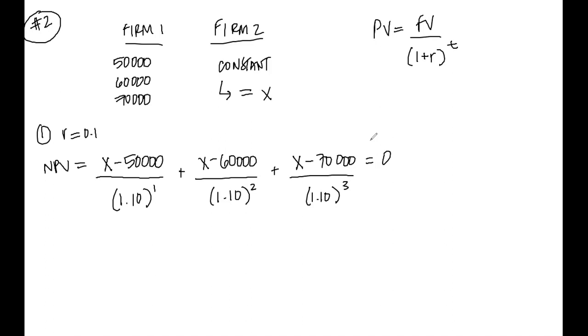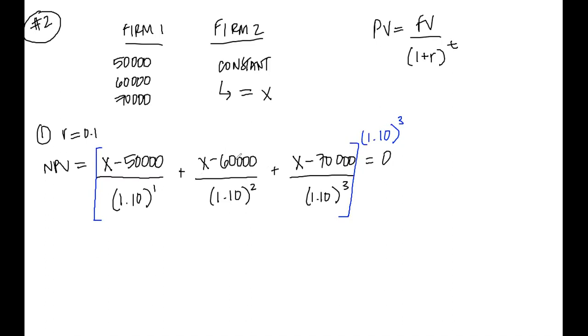So now since we've set it to 0, it can look a little easier to see that we need to solve it. I think the easiest way to solve this is to take the entire thing and multiply it by 1.01 cubed, because that's going to get rid of all the fractions. So we have to apply this multiplication to each term.